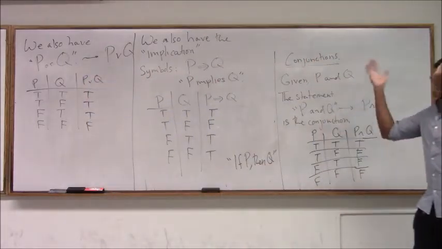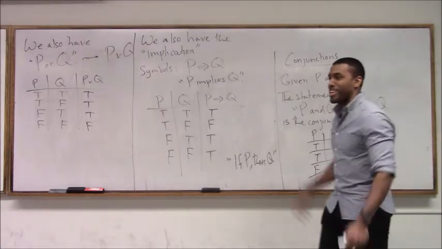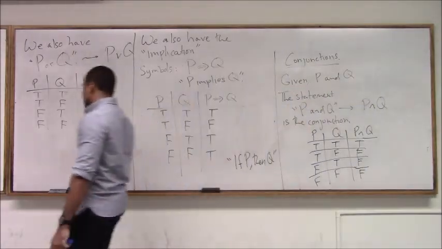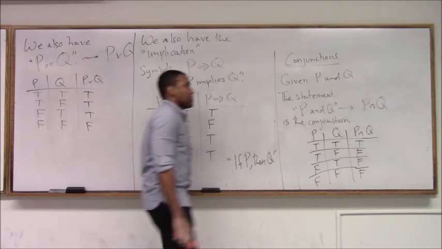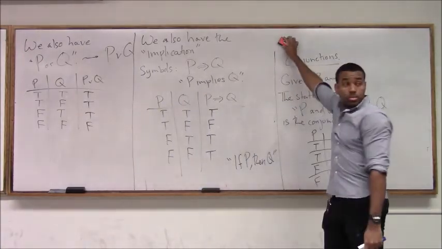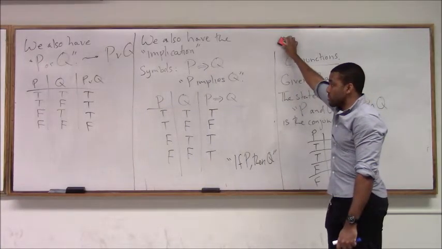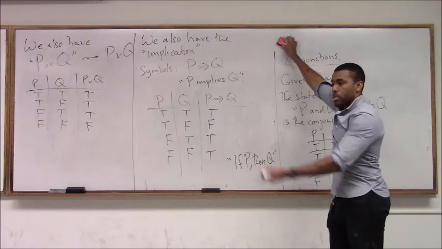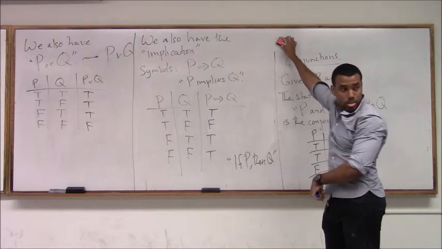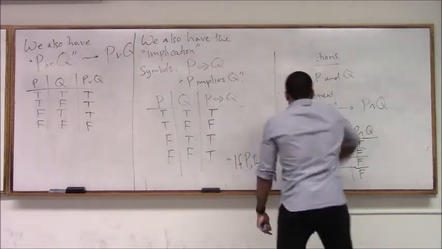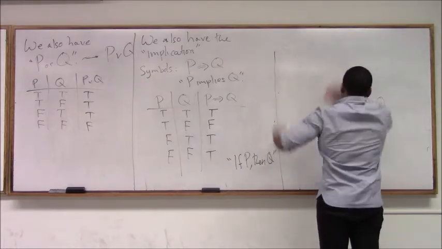Because if we're in a universe where 1 plus 1 equals 3, then why not be in a universe where pigs can fly? Yes? What about the contrapositive? Yeah, I'm getting there. I'm listing off a bunch of statements. I didn't say these are all the possible statements yet.